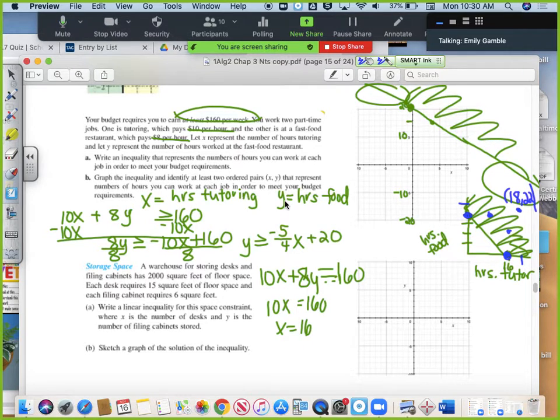of filing cabinets stored. So very similar to the first one in that they give you something for x, they give you something for y, and they give you a limit. The only thing about this one is it's not going to be exactly the same because this one you wanted to make at least $160 per week. This one, the limit is 2,000 square feet, which means you can't go over 2,000 square feet for the desks and the filing cabinets they're putting in. So they tell you what they want you to use for X and Y. Go ahead and try this. In a few minutes, I'll start going over the problem, and then we can sketch the graph together.